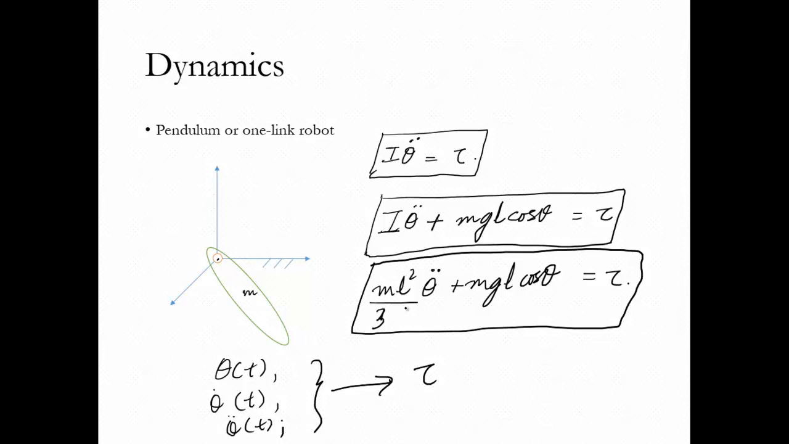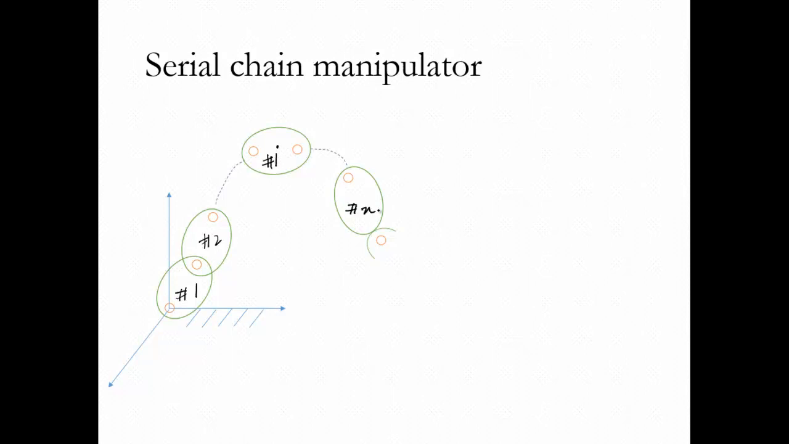Now in typical serial chain manipulators, we have not just one link, but another link connected, and another, a set of n links connected together. We may say this is link number 1, this is link number 2, this is link number i, and this is link number n. Each link has its associated dynamics, and in a multi-body system, each link has an impact on the motion of the other links.